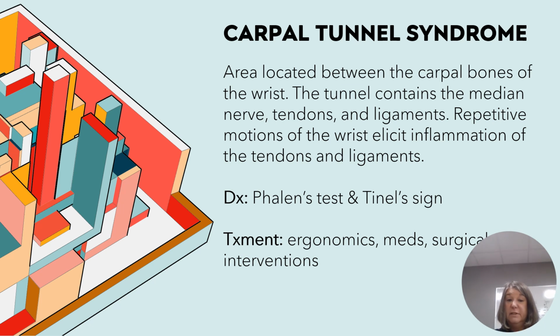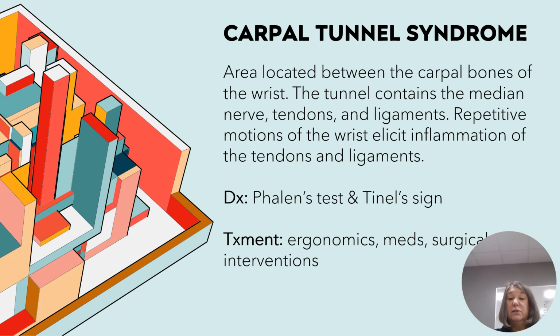But this is really related to repetitive motion of the wrist, and you end up with inflammation of the tendons and ligaments. And then the inflammation compresses the nerve, the median nerve. So it causes sharp pain, numbness, and tingling of the hand. Grip strength can be decreased. Symptoms may initially occur intermittently at night, and then they progress if not treated.